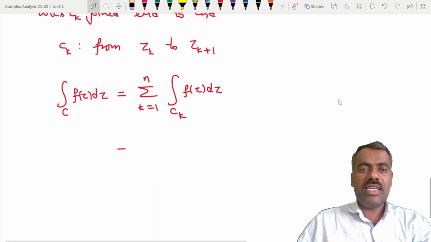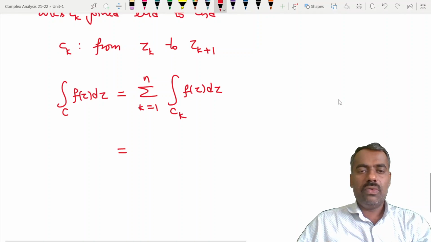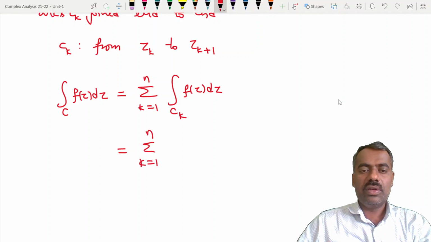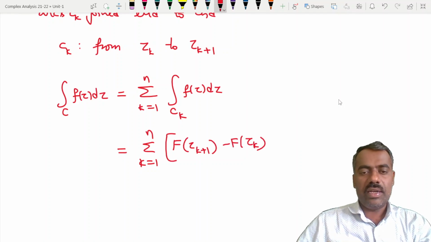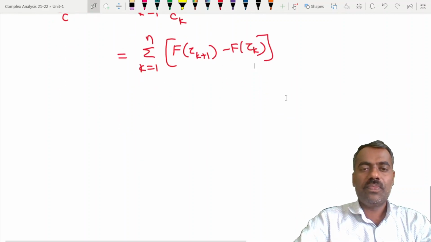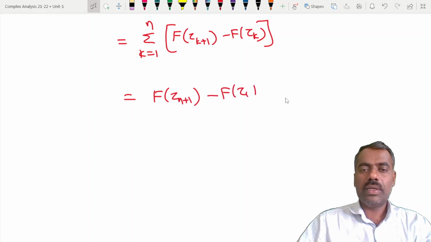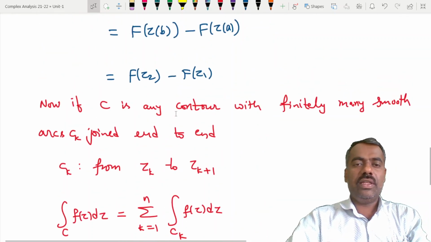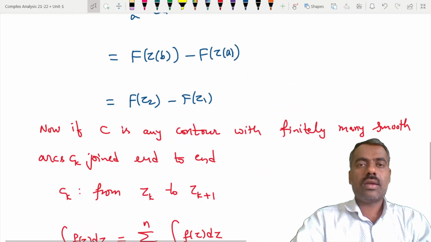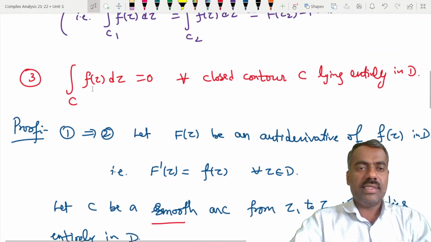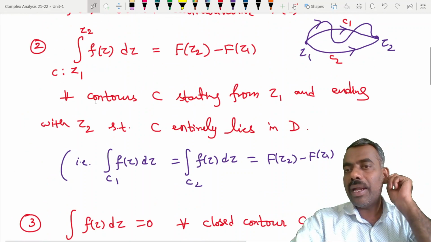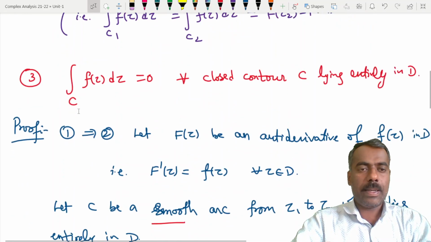But for each Ck, because it is a smooth arc curve, we already know the value is nothing but F(zk+1) minus F(zk). And when you expand this summation, only two terms will remain, that is, the last one, F(zn+1) minus F(z1). So no matter whether you take a smooth arc curve or a contour, this integration does not depend on the path C.